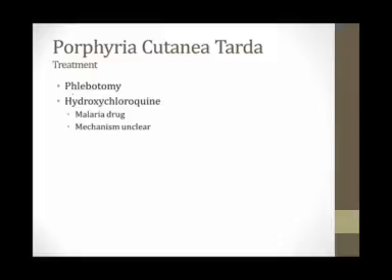As I said before, this disorder is often treated with phlebotomy because if you remove the excess iron, the liver function can improve. In addition, hydroxychloroquine, a malaria drug, is often used. The mechanism of this drug's benefit is unclear. This was actually discovered incidentally years ago when patients were given this drug for reasons other than porphyria, and they noticed that the porphyria symptoms could improve under certain circumstances.